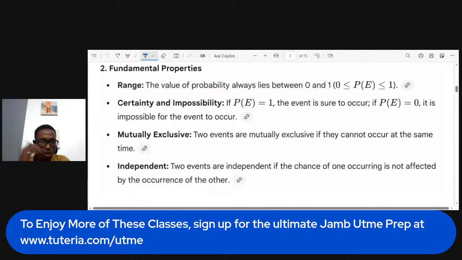All things being equal, God willing, Jesus tarries in his coming. Of course, all of you want to write JAMB, isn't it? The probability of you writing JAMB is certain, that you're going to get to that stage where you write your own JAMB and enter the university. That's certainty.